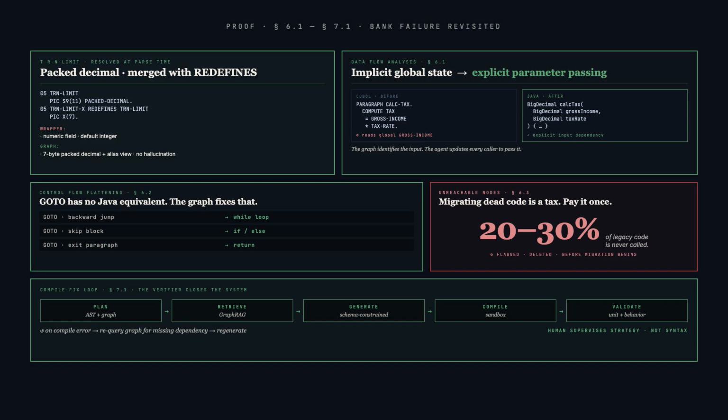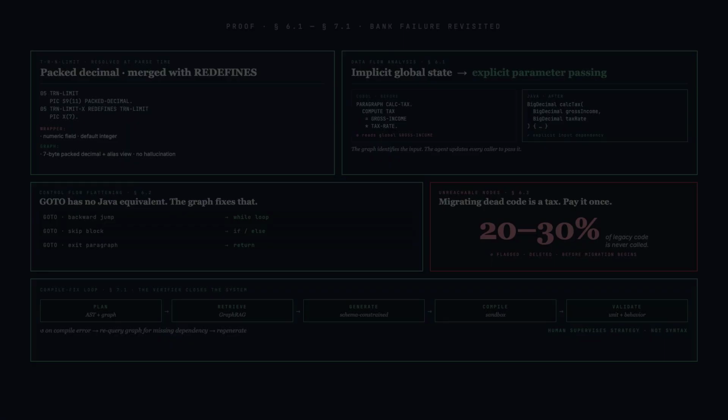The compile-fix loop closes the system. Generated Java compiles in a sandbox. If the compiler errors, the agent queries the graph for the missing dependency and regenerates. The human supervises strategy, not syntax.